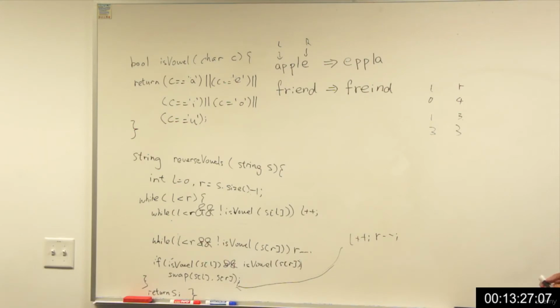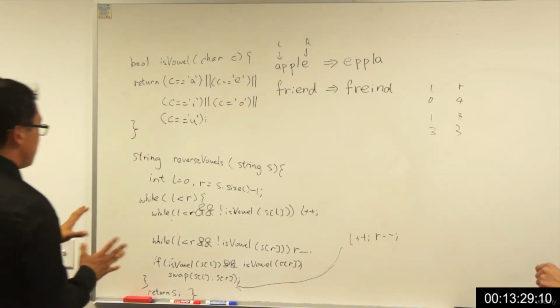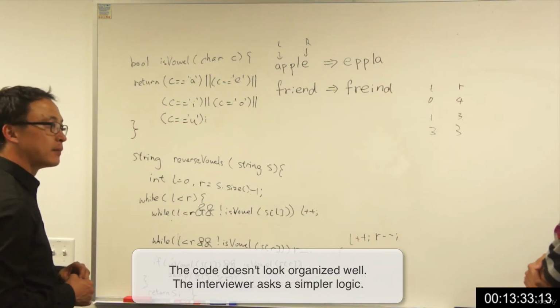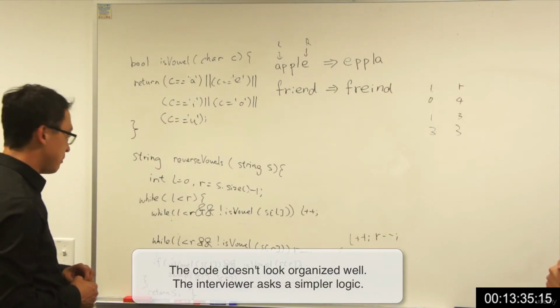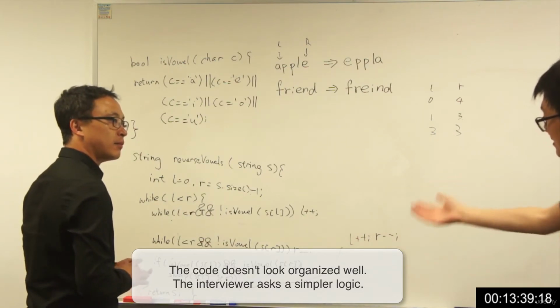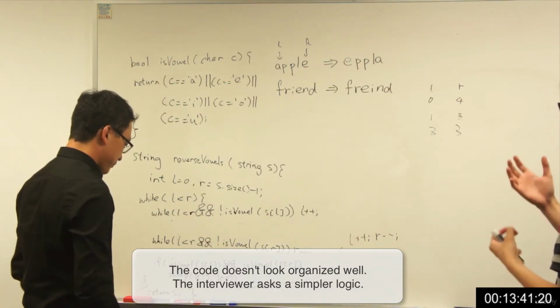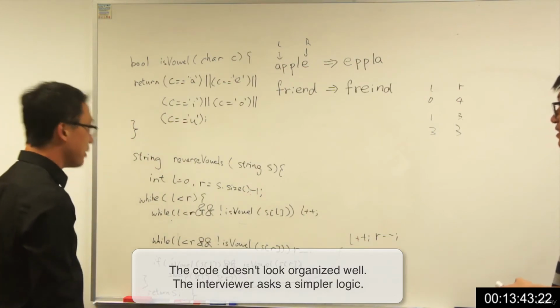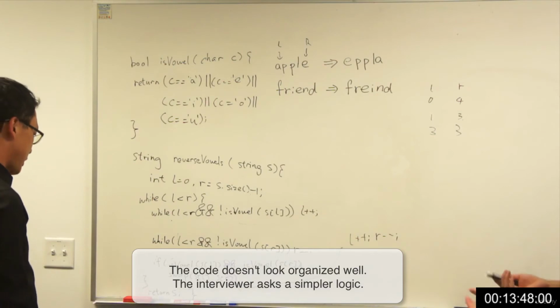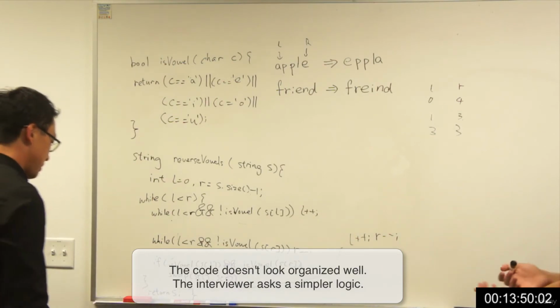Another question here is, can you make this simpler? By simpler, what do you mean? It depends on the goal of this. The reason I wrote this code is because I don't want to use extra memory. If it's allowed to use extra memory, we can do something easier. Basically, take out all the vowels, reverse the array, and put it back.